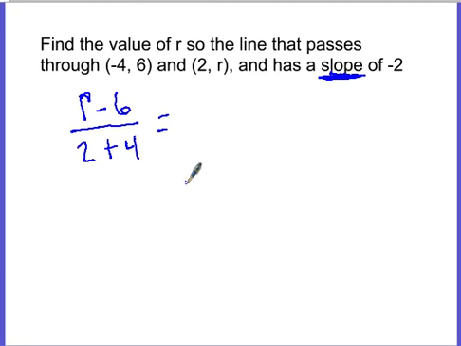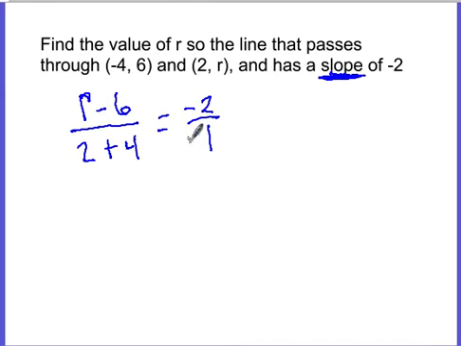R minus 6 divided by 6. Hold on. I'm not done writing my equation yet. What does it equal? It equals M, but what does it equal? Negative 2. I know what M is. Negative 2. So is it okay if I do this? Negative 2 over 1? Everybody understand that? Okay. Now I have a proportion that I can solve.